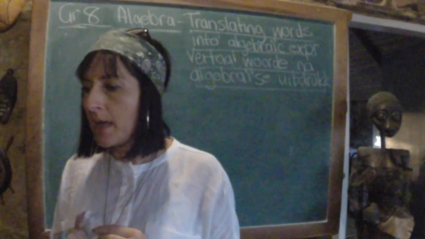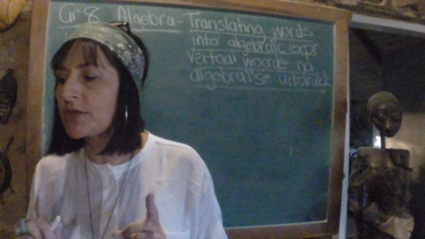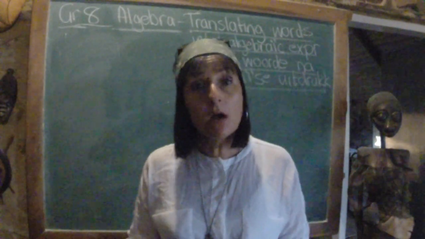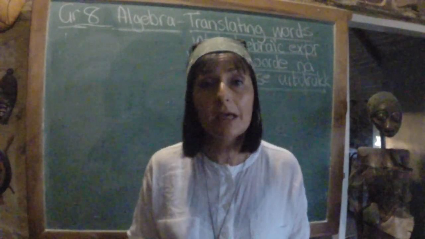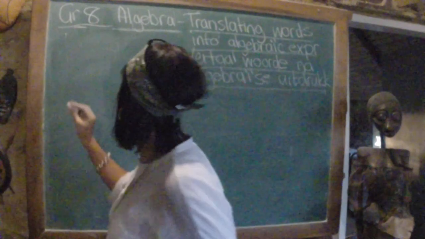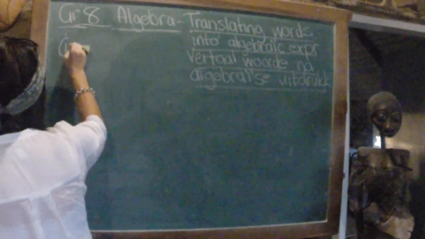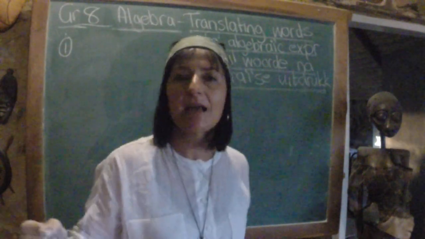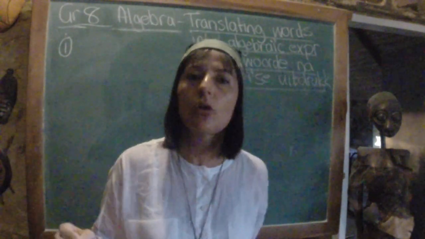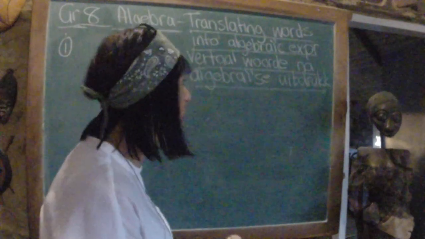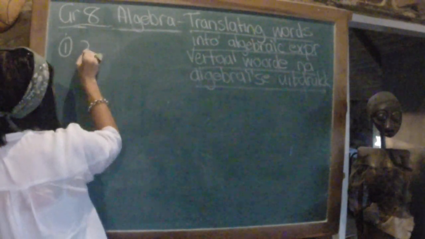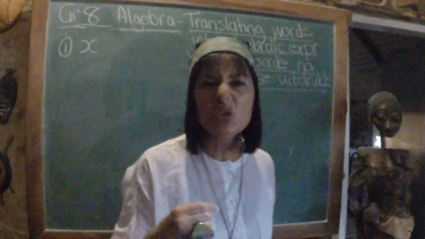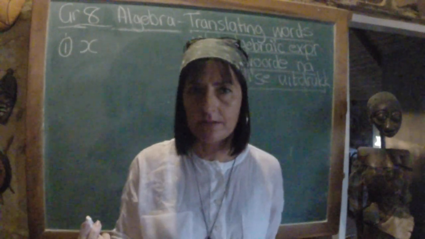Listen carefully. The sum of a certain number and 3. Die som van 'n sekere getal en 3. Let's name that number 1. A certain number in maths is a number that's unknown. 'n Sekere getal is 'n getal wat onbekend is. En in wiskunde skryf ons 'n getal wat ons nie weet wat hy is nie as 'n letter van die alfabet. So let's use X in this exercise.